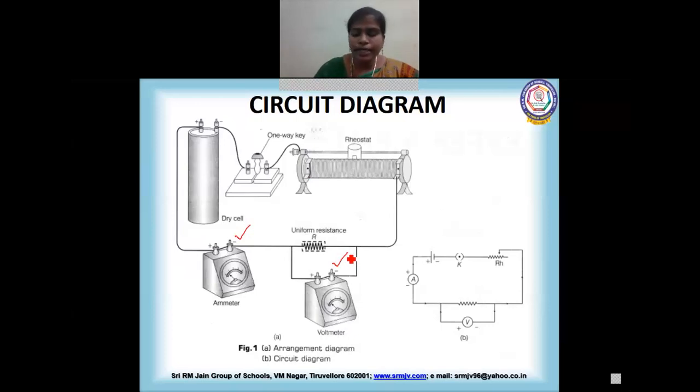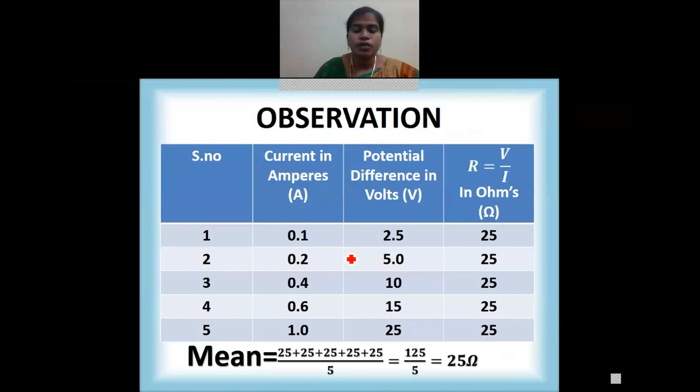Once I take the readings, I'll tabulate them. So here is my tabulation. I have got 5 different ammeter readings and 5 different voltmeter readings. Once I have tabulated, we need to find out the resistance. So R is equal to V by I.